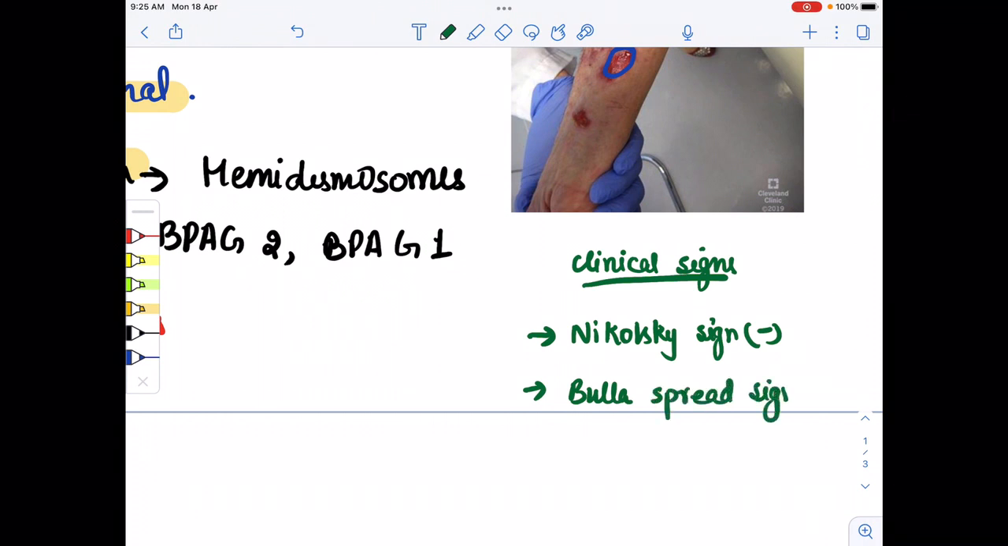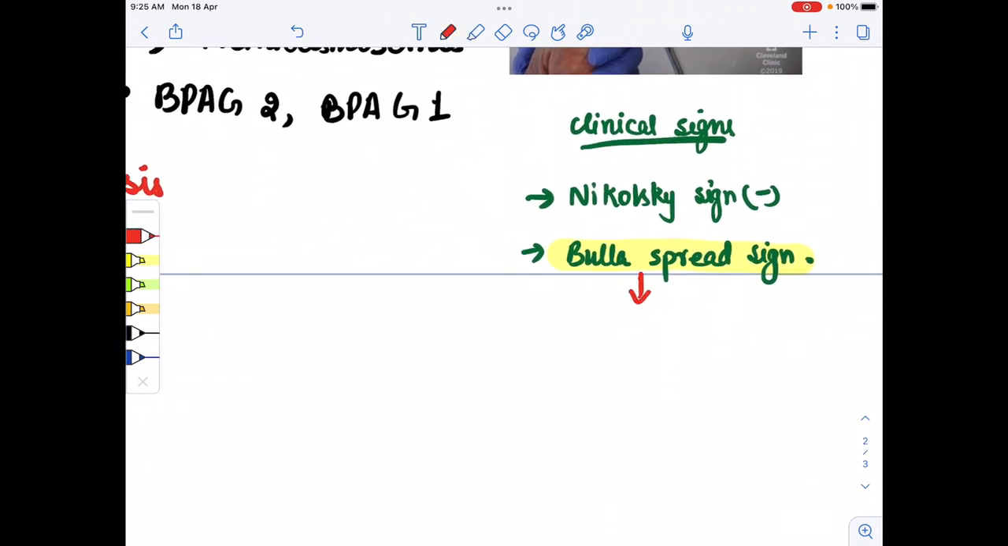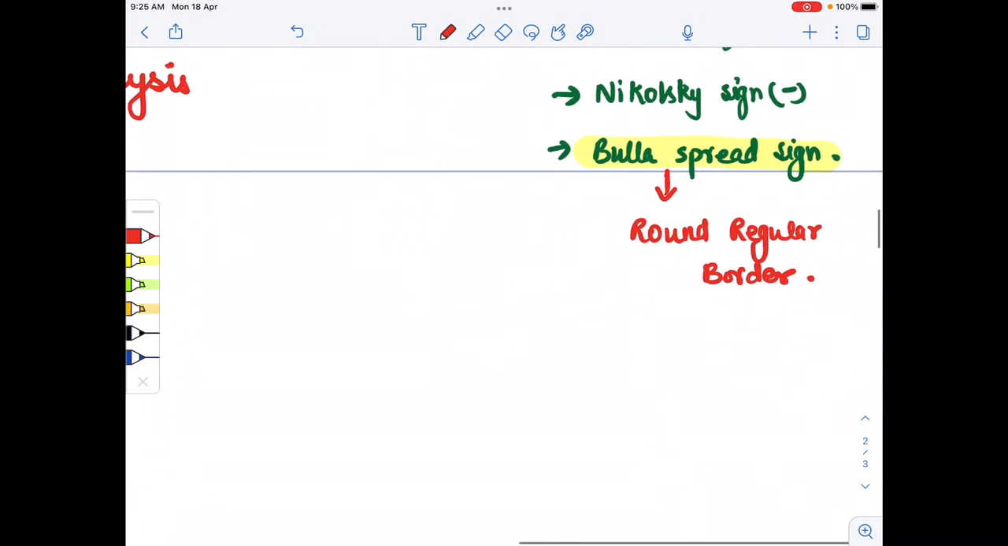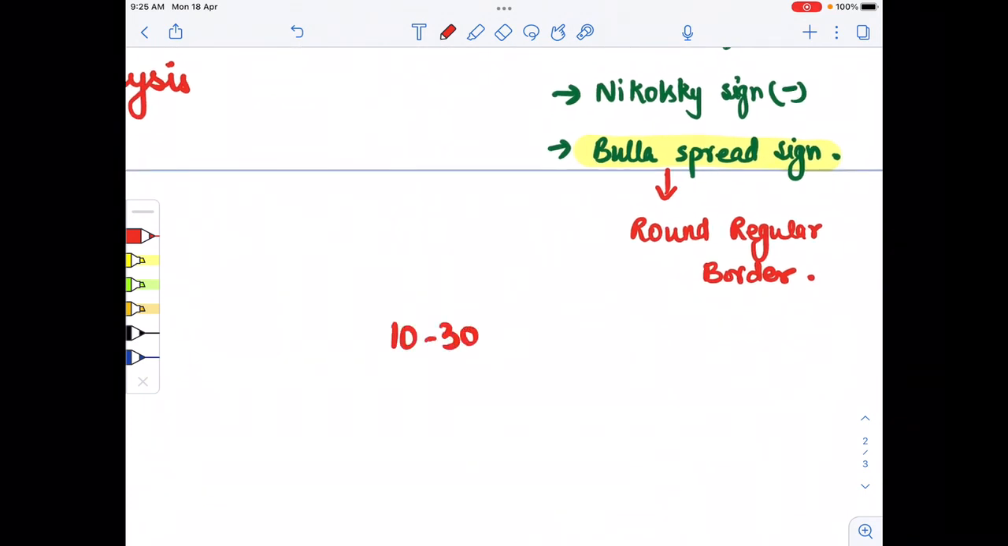Bulla spread sign, I hope you understand it now, means that when tangential pressure is applied on the bulla, it moves into the adjacent area, but it has a round regular border. Please remember that it has a round regular border. And in 10 to 30% of cases, patients may have oral lesions.